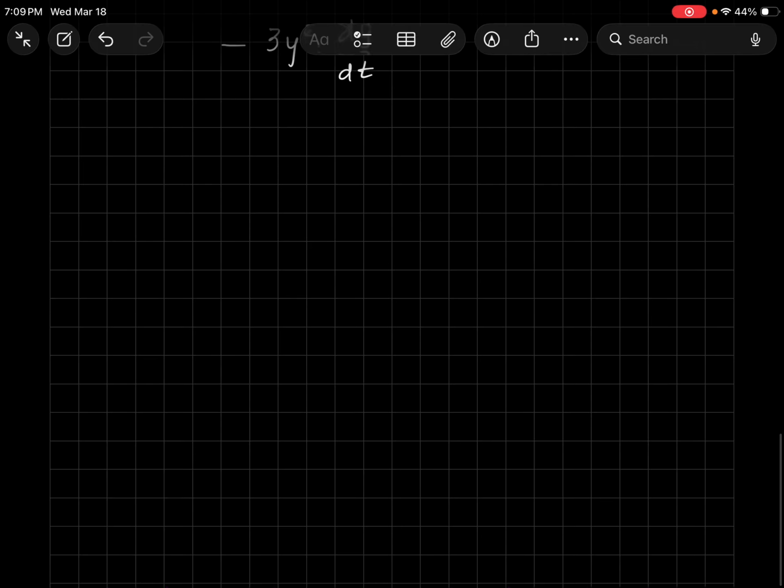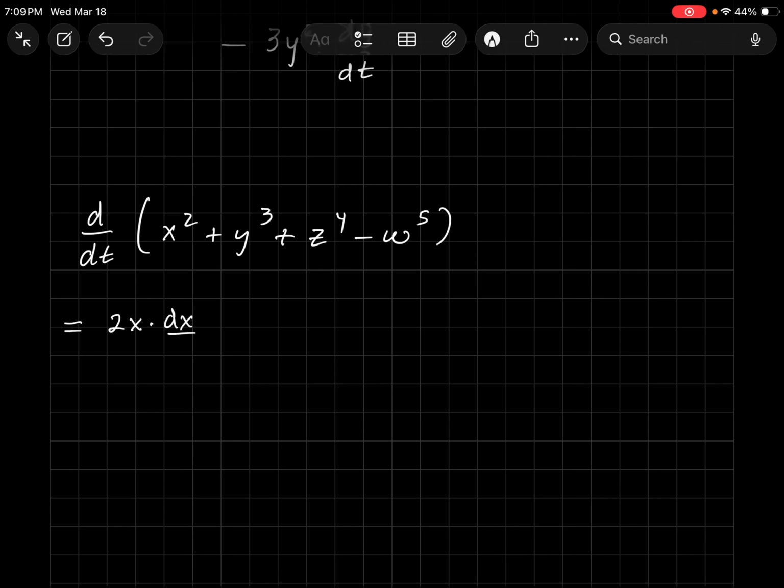So kind of in general, I'll do something like this. Dy dt of x squared plus y cubed plus z to the fourth minus w to the fifth. If I'm taking the derivative of a function with respect to a different variable, I will have to have the chain rule of that function with respect to that variable, like this. I'm going to have 2x. Variables don't match, so dx dt. Why is it not dt dx? Because I got the dt on the bottom. Now there's more to it, but this is just a quick way to know how to do the chain rule.